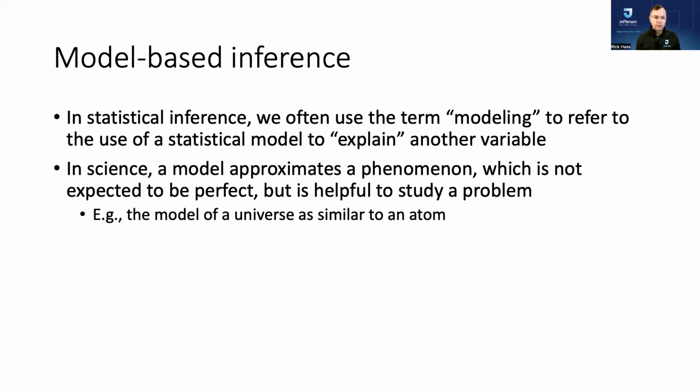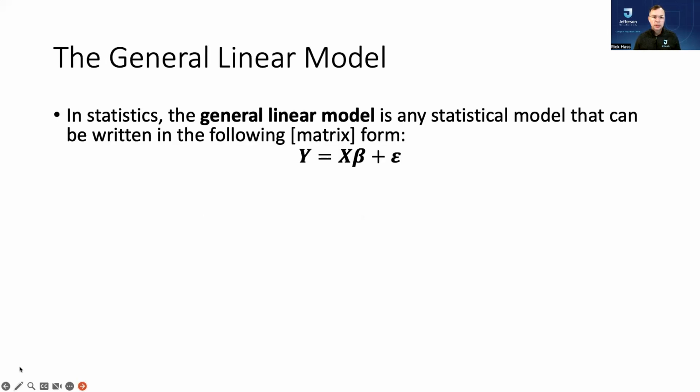For example, there's a model of the universe that's similar to an atom. The idea, and you can kind of go both ways, is that the atom's like a little universe, and the universe is like a huge atom where things spin around each other and so on and so forth. It's not a perfect description, but it's helpful to us. In the same way, the general linear model is a model in which we relate an outcome variable y to some linear combination of predictors that we call x.